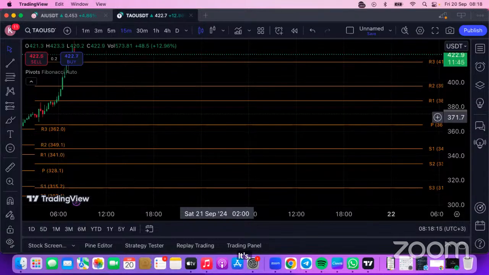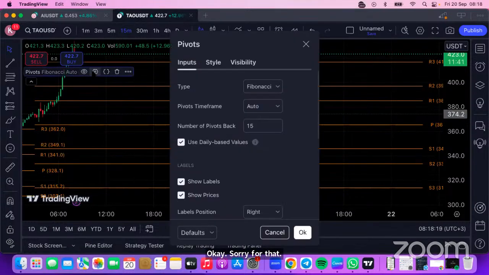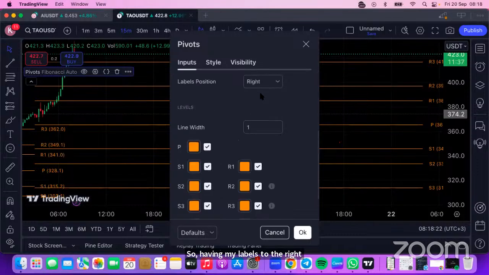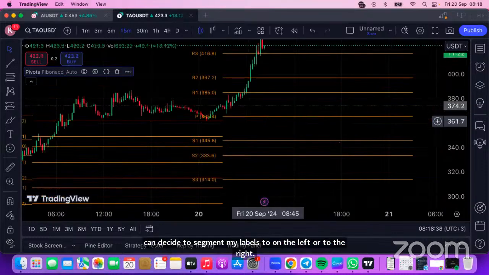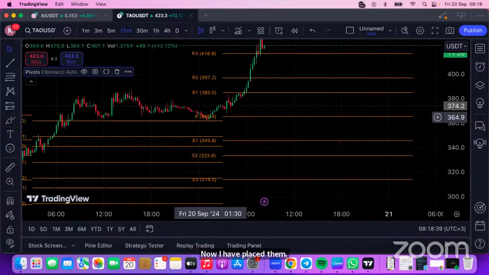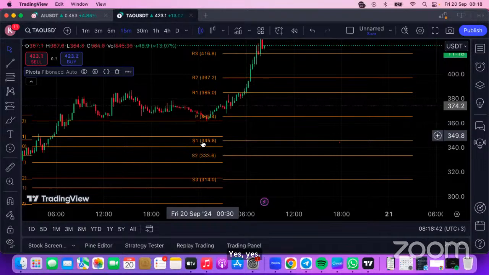Okay. Sorry for that. Now I can still decide when I tap on the settings here. Instead of having my labels to the right, I can decide to have them to the left. So it is you to decide. You can decide to set my labels on the left or to the right. Now I have pressed them to the left, which means they are here. Now, this is pivot. This is support.